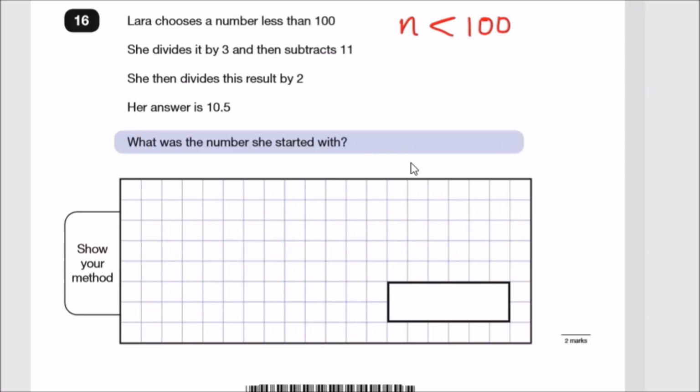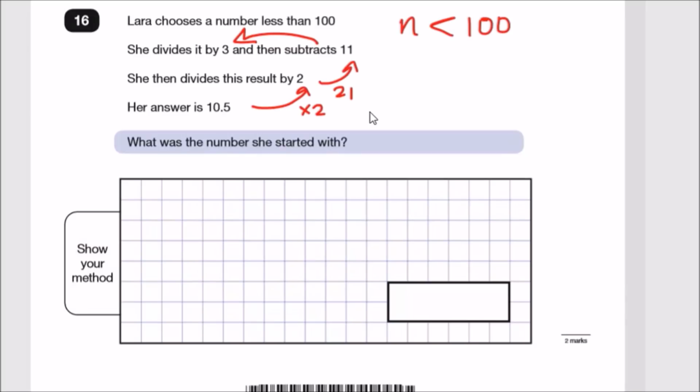Now, this is a very famous case of inverse operation. Every time you get an answer and you need the original number, you need to go backwards. So you need to do the whole process in reverse. Let's start from the back. It said that she divides a certain result by 2 and gets 10.5. So instead of dividing by 2, you multiply by 2. And 10.5 times 2 should give you 21.